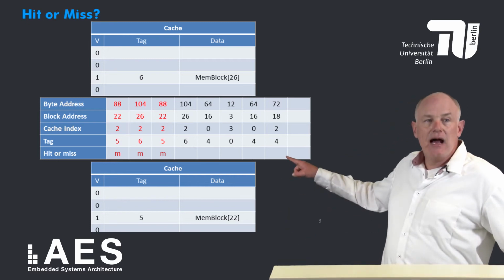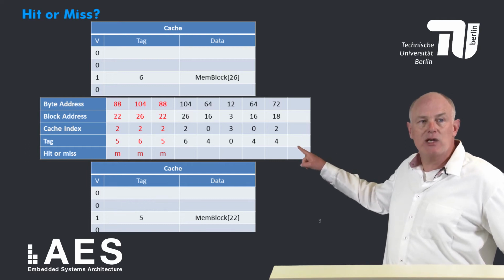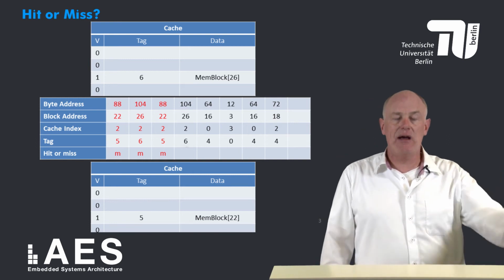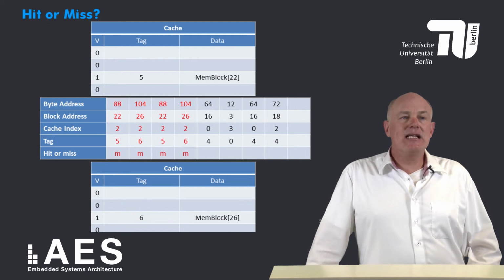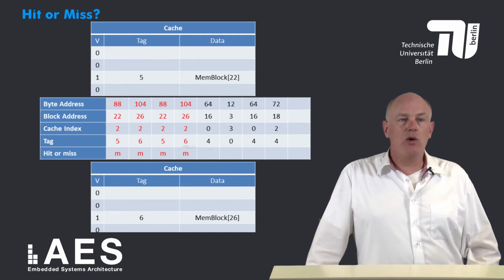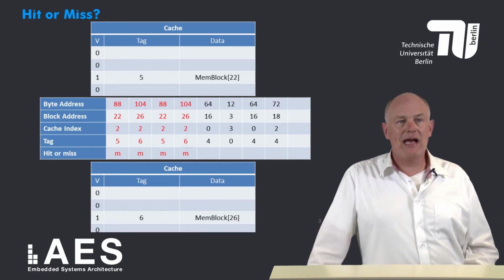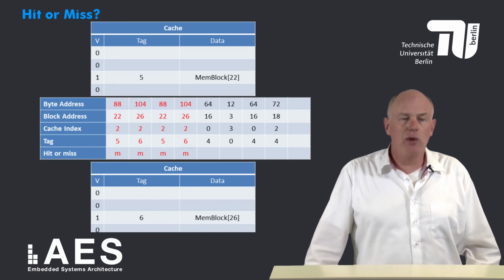Again, I access 88. Again, it will be a miss because memory block 26 replaced memory block 22. So again, we will have a miss. Now I access byte address 104. This also maps to the same cache index, but it has been replaced by memory block 22. So again, we will have a miss.